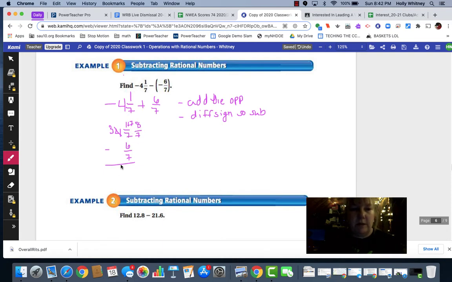Now I can subtract 6 from the 8, so I get 2/7. And 3 subtract nothing, because there's no whole number there, is 3. And because I had more negatives than positives, I end up with negative 3 and 2/7.